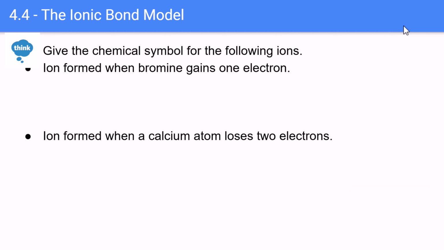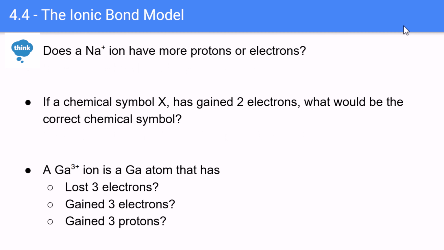So as we evaluate this here, it says an ion formed when bromine gains 1 electron. Well, if it gains an electron, it has 1 more negative than positive charge, so it's going to take a negative charge. So Br minus is what we're going to look for here. An ion formed when calcium loses 2 electrons. Remember, a neutral atom has the same number of protons and electrons. So if calcium loses 2 electrons, then we'll have 2 more protons than electrons, and therefore it's going to carry a 2 plus charge. A couple more questions here.